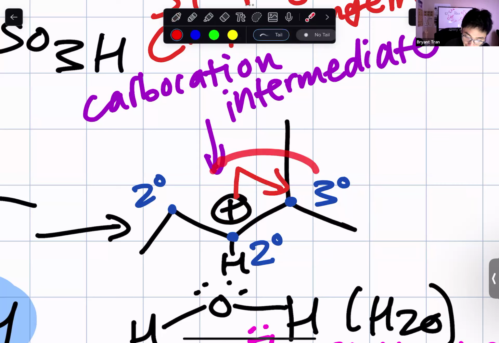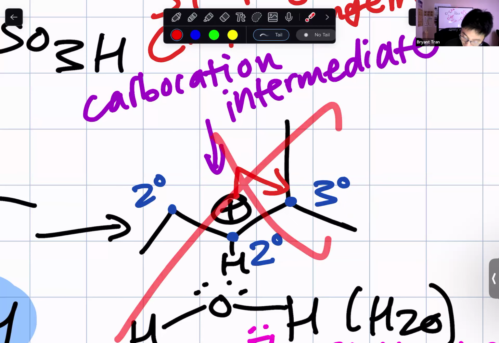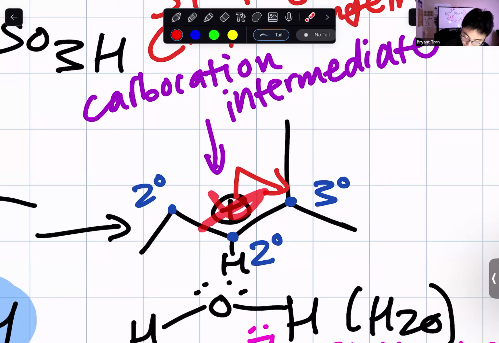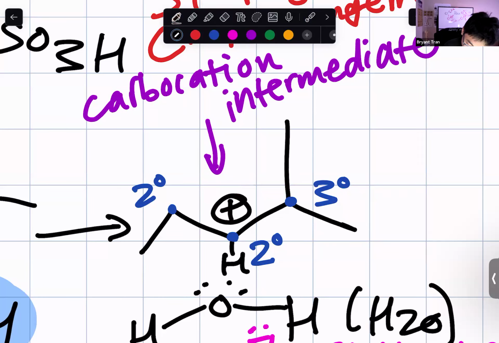Because when we draw arrow pushing mechanisms, they always start from electrons and they always go to an electron deficient area. So this is the wrong arrow. Positive charges would never move. Electrons will always move towards positive charges. So what we're going to do is draw out that invisible hydrogen that is attached to this tertiary carbon, and we're going to do a hydride shift.